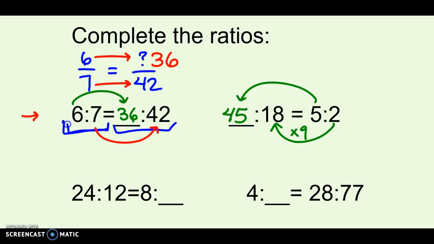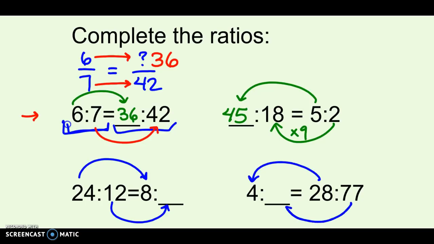Okay, so I'm going to draw the arrows in, but then try to fill in the blanks on the next two. All right, so the first numbers go together, and then I'm going to use the second number to figure out that one. And then same thing here, the first numbers go together, and then the second numbers go together. See if you can fill in what would go in those blanks. So try to figure out what those arrows are telling you, and then what the blank number would be. So pause and try them.